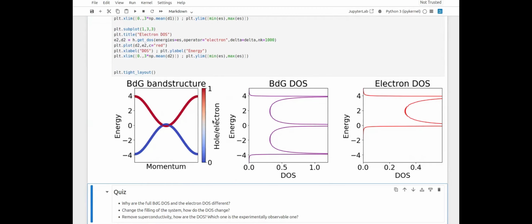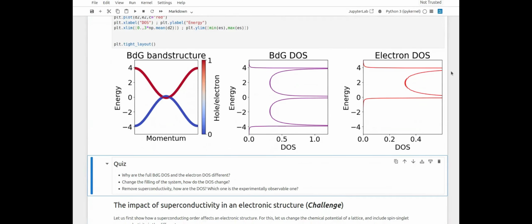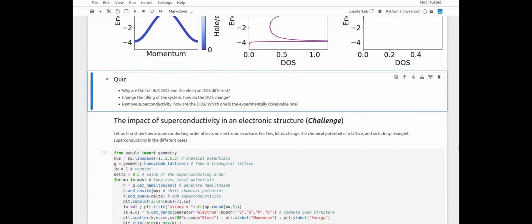So this is our Bogoliubov-de Gennes band structure. Now there's no anti-crossing because the superconductivity is very, very small. The total density of states reflects both bands, but the real density of states only reflects one of them, which is the red one. And of course, the observable one is this one. So here we have a system that has a very small filling, and therefore the real accessible states are the ones reflected by the electron density of states.